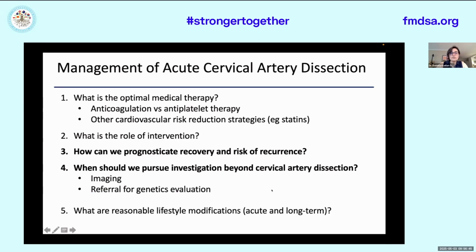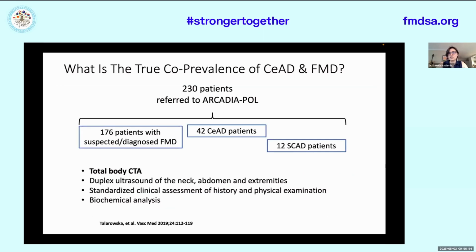Okay, how can we prognosticate how people are going to recover and what their risk of recurrence is? And when do we need to pursue imaging outside of cervical artery dissection or get genetic testing? Well, what we know about the overlap of cervical artery dissection and FMD comes from a study out of Poland. They looked at 230 patients.